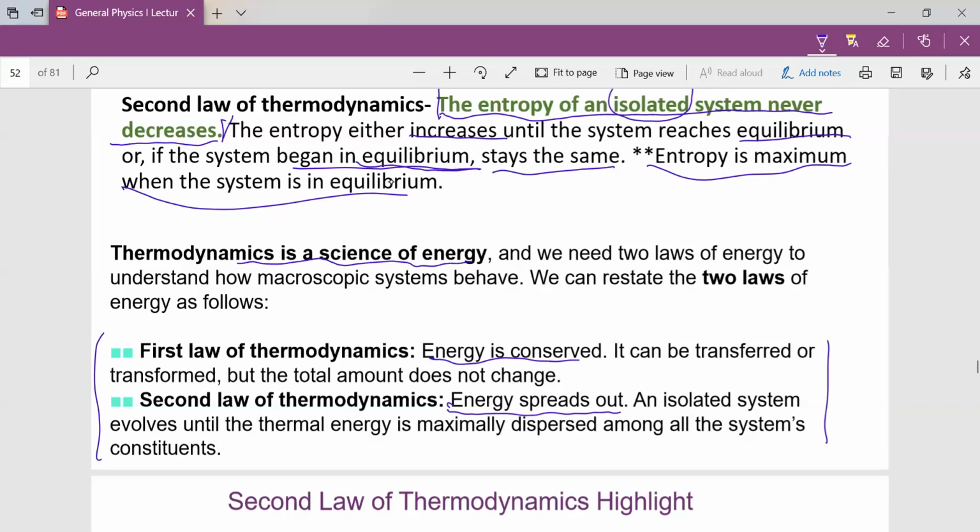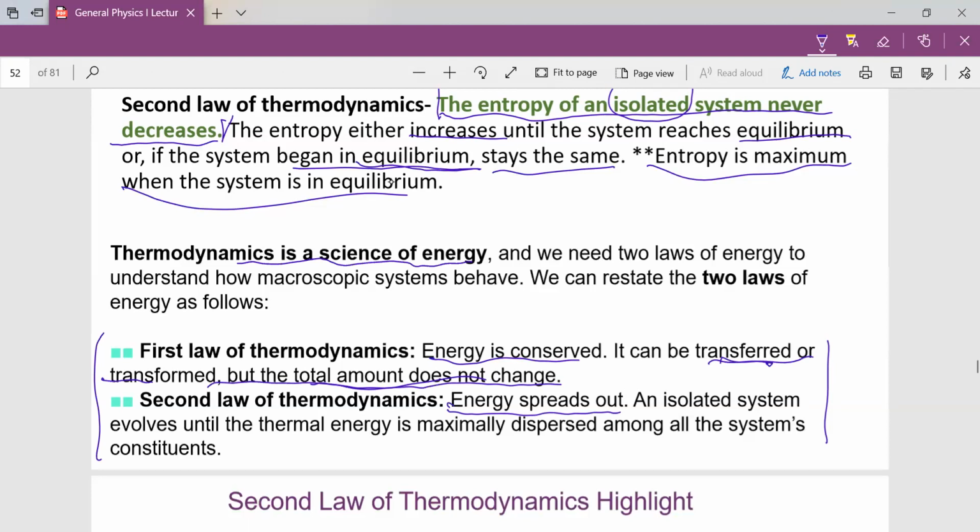Okay, so if we want to summarize the two definitions so far, the first one says energy is conserved. It can be transferred and transformed, but the total amount does not change. This is simply the conservation of energy principle. It is neither created nor destroyed. It can be transformed, but the total remains the same.